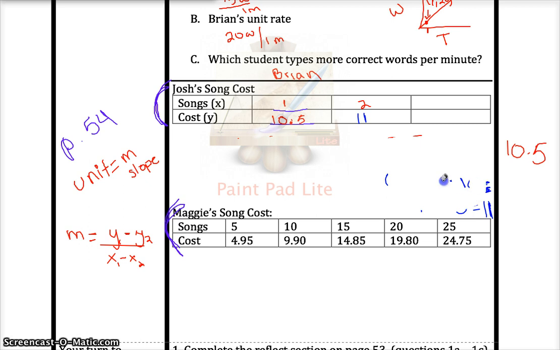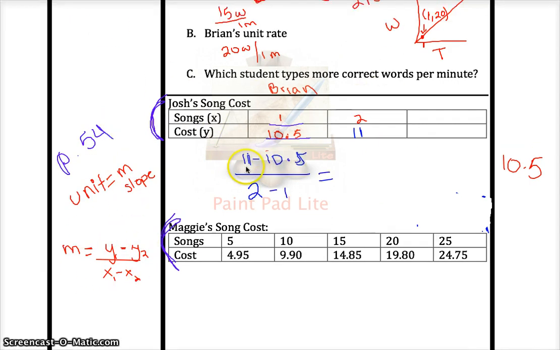And then what we're asked to do is find the unit rate. So now that we've got some data, we can find the unit rate by using our formula, difference of the y's over difference of the x's, to find out what our slope is going to be for Josh. So I'm going to plug these numbers into this equation right here, and you can go ahead and do the same.